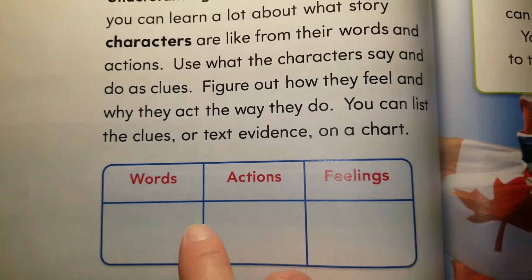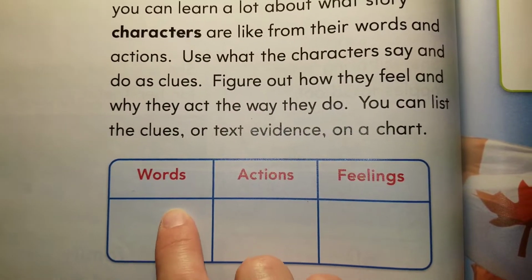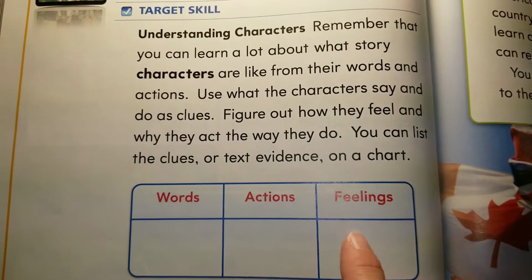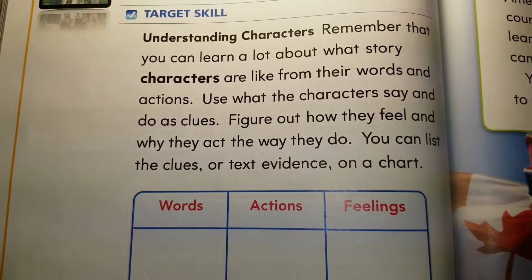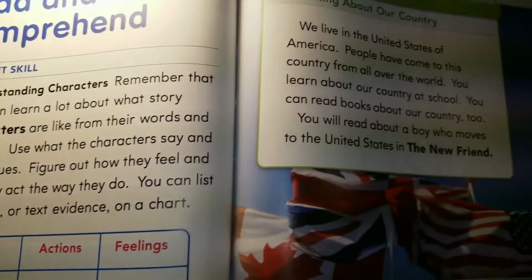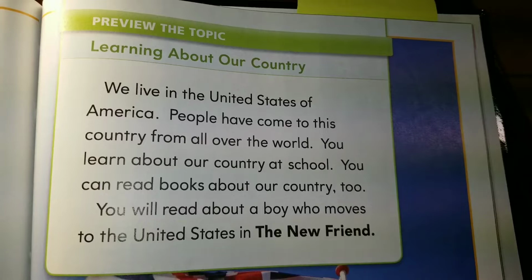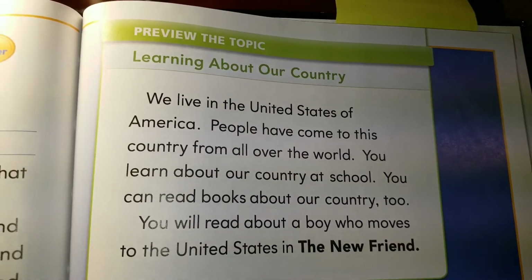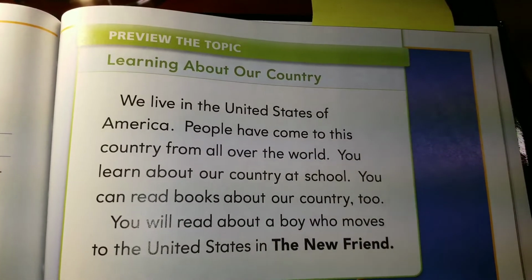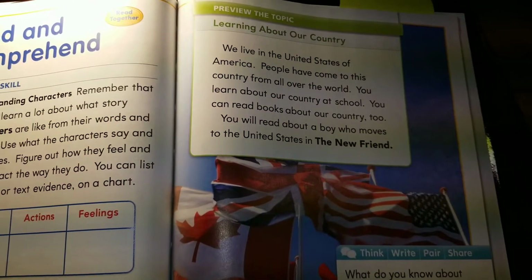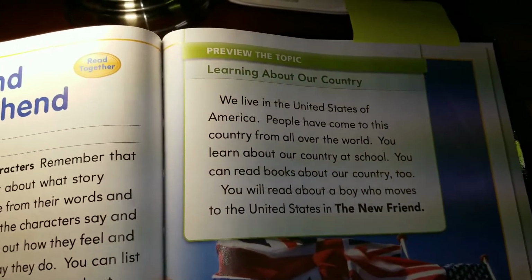And here we can see the chart. We have words, actions, and feelings. Those are the things that we can see throughout the story on characters. So let's move on to our preview the topic. Here's when we're gonna have a little taste of what the main story is gonna be about. Let's take a look at the entire page, and I'll show you the flags in a bit.